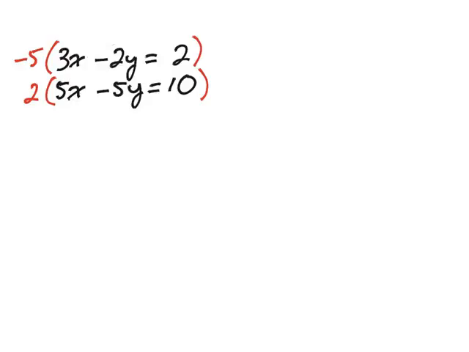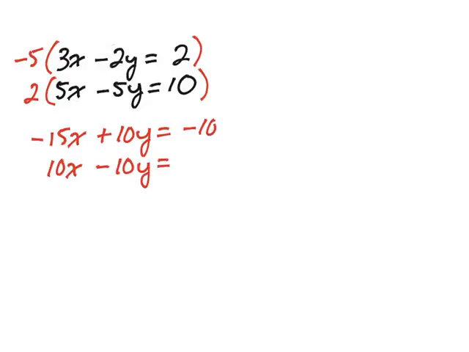Negative 5 times positive 3x is negative 15x. And negative 5 times negative 2y is positive 10y. And negative 5 times positive 2 is negative 10. And on the second equation, 2 times 5x is 10x. 2 times negative 5y is negative 10y. And 2 times 10 is 20.